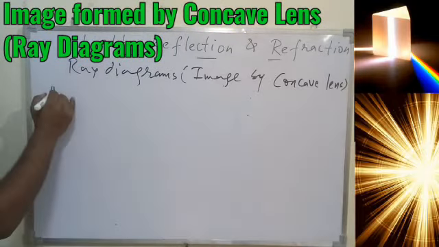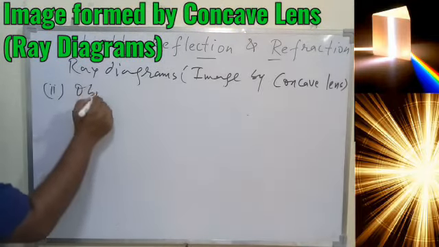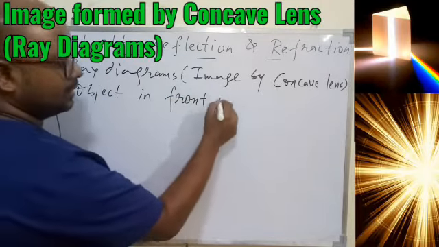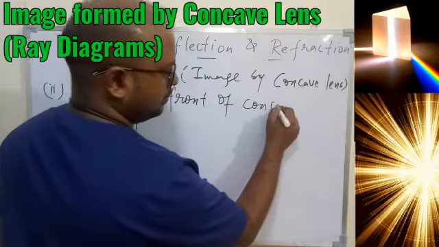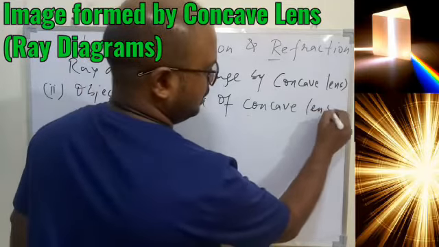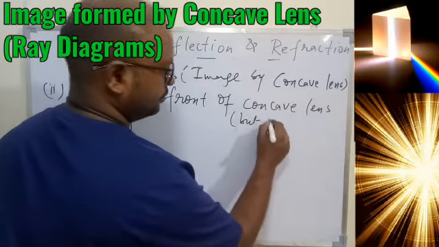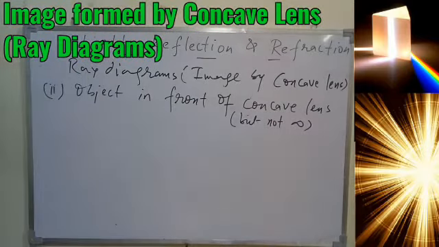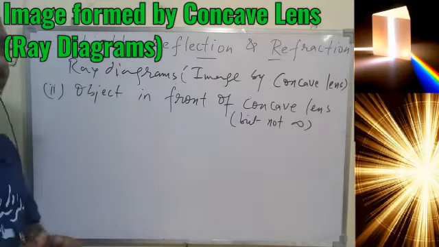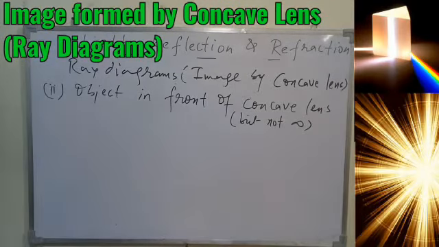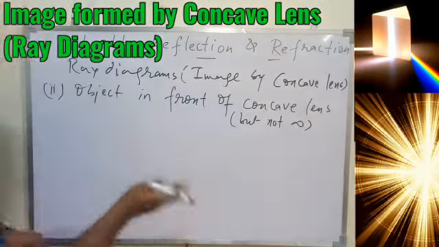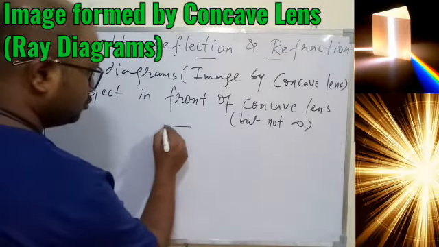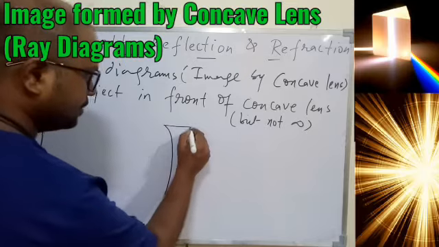So the object is in front of the concave lens, but not at infinity. For infinity we have already understood, but now in this case the object will be somewhere nearby the lens but not at infinity. That is to be understood. So do the same thing, draw the concave lens.